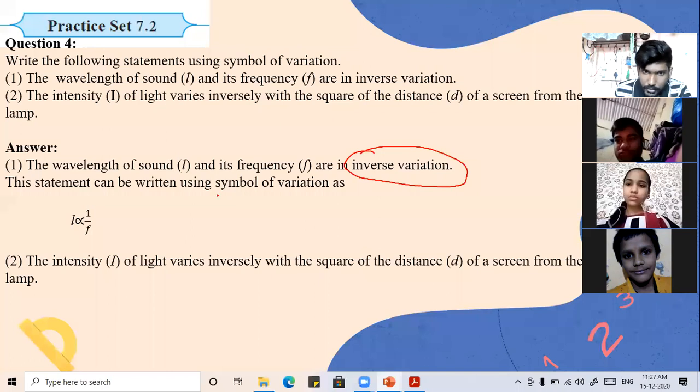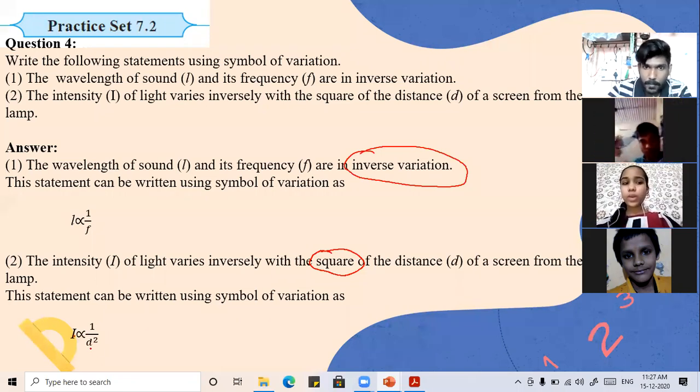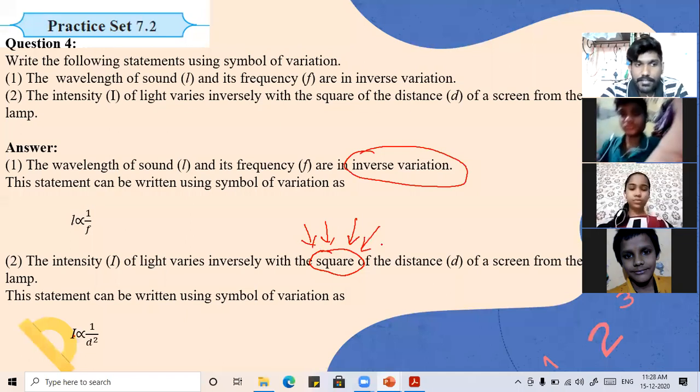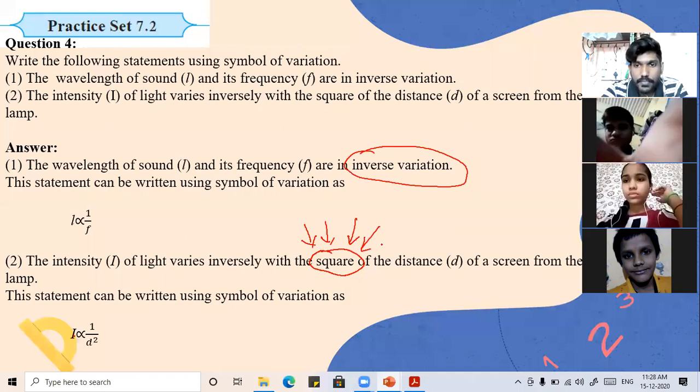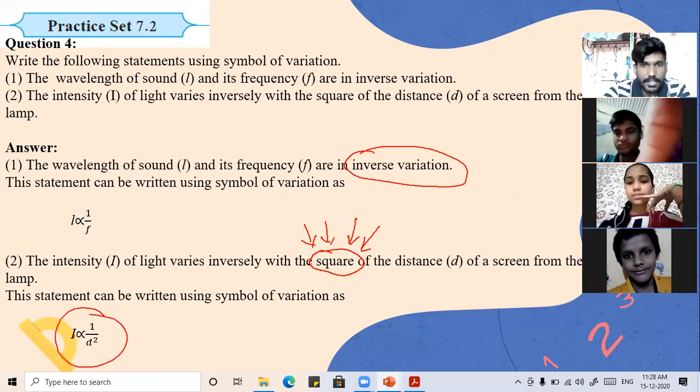So this point you have to, don't miss this. It is said square of the distance. So how will you write this? This statement can be written as I inversely proportional to 1 upon d square, because here in the question it was mentioned square of the distance d. That is why the symbolic form of this statement will be I inversely proportional to 1 upon d square. Okay, so this was just writing the symbolic form.